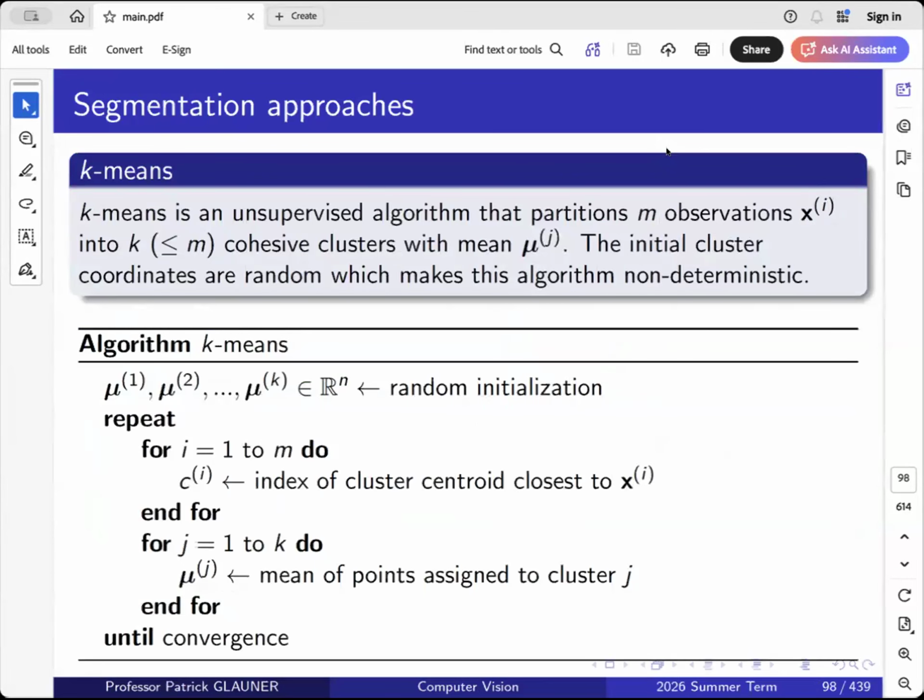There are other clustering algorithms, for example, hierarchical clustering algorithms. They could try to optimize and find you a good K. But with these algorithms, we need to define K.